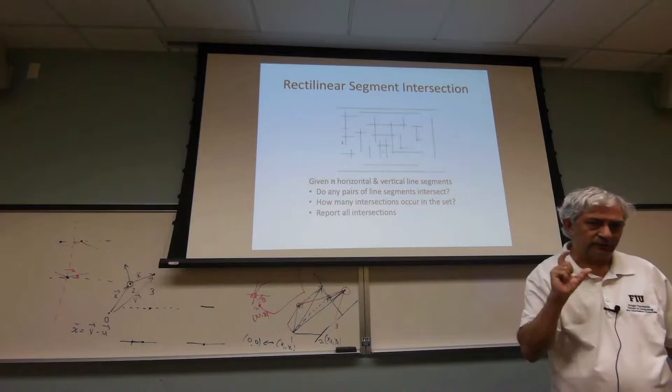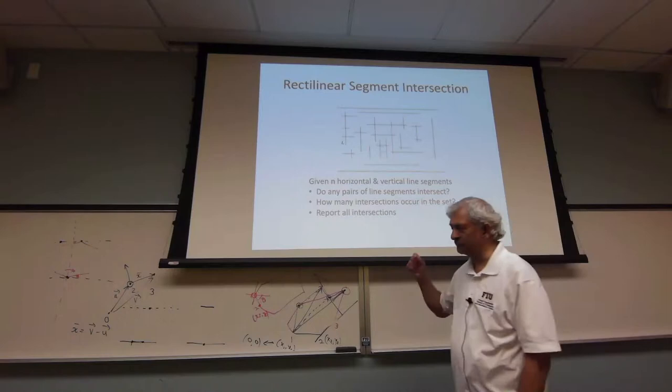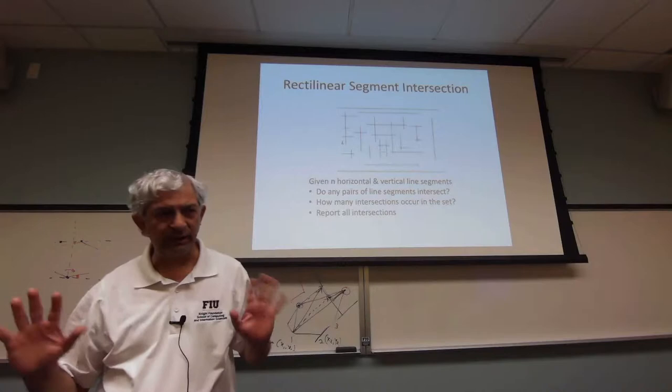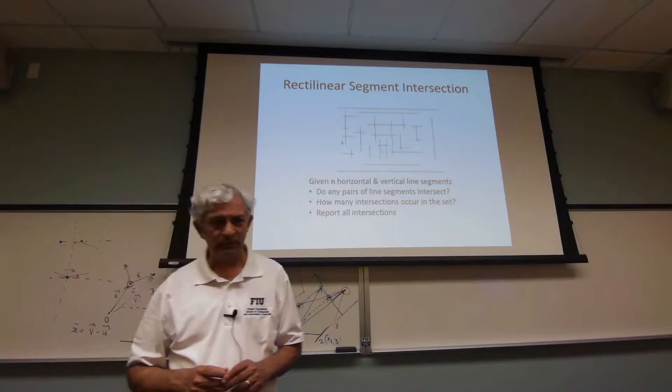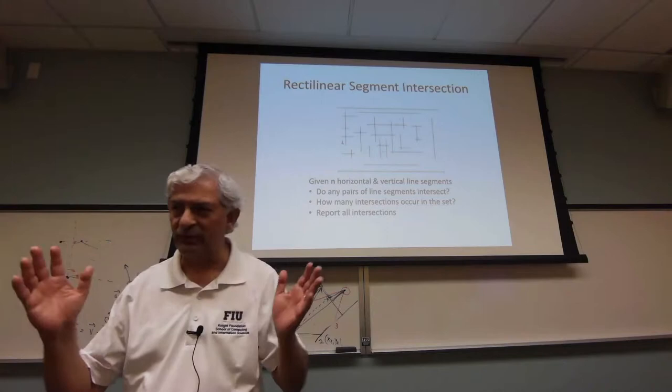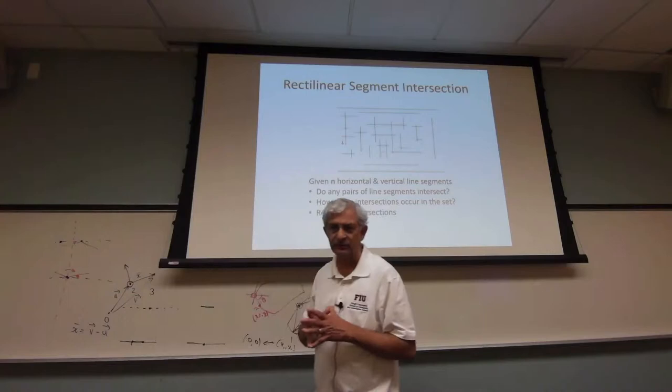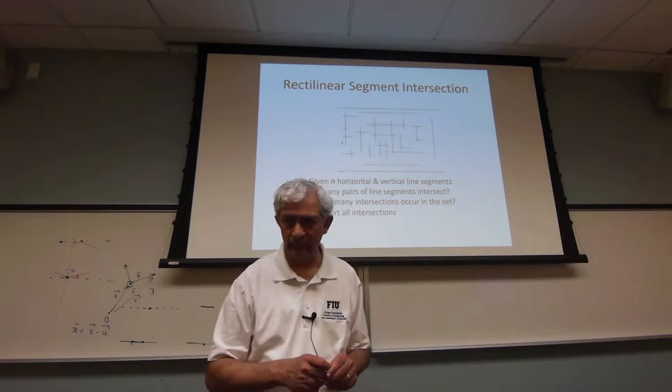It's proportional to the product of the number of horizontal line segments and the number of vertical line segments, which is roughly n squared. If you have an equal number of horizontal and vertical line segments, you'll get n over 2 multiplied by n over 2, which is roughly n squared over 4. That's a lot of intersections that you will go and test, and it's possible that none of them intersect.